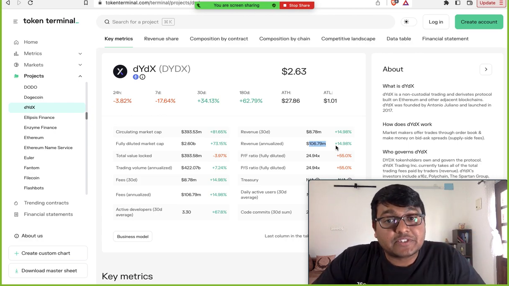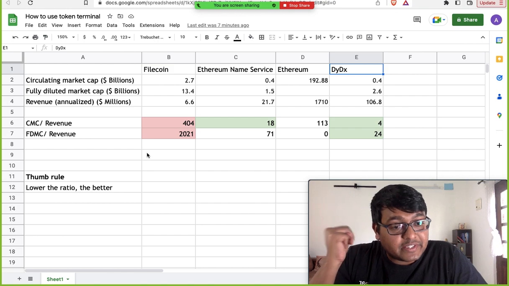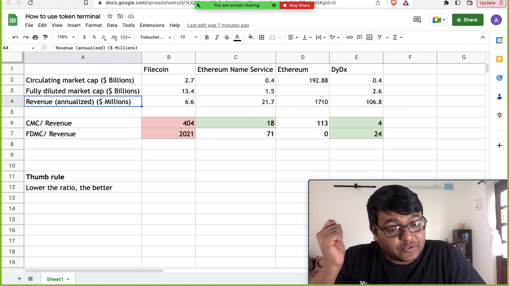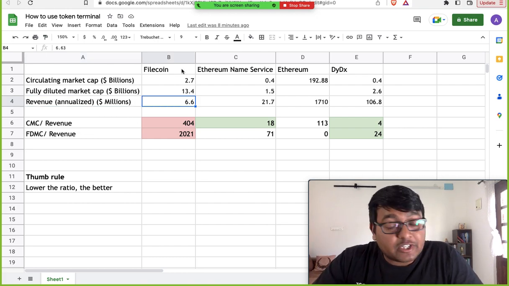How do you know which one is worth investing in? How do you know which one is overvalued, which one is undervalued? Well, very simple thing. Do this. Take the 3 things that I just showed you. Right, what is circulating market cap, fully diluted market cap, and revenue annualized? Take those 3 numbers, put it for whatever cryptos you want to analyze.